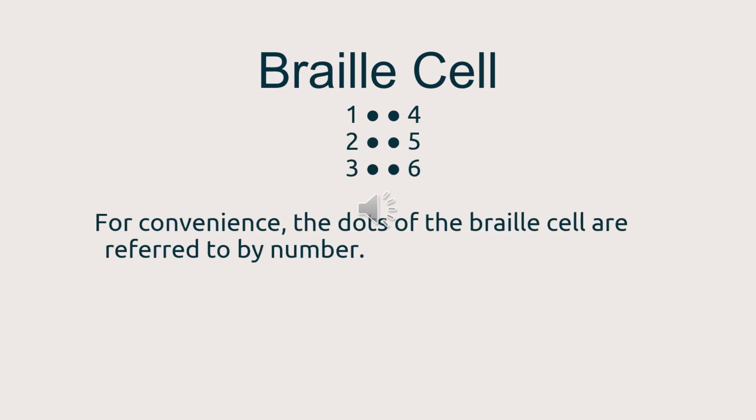What is the Braille cell? The basic Braille symbol, called the Braille cell, consists of 6 dots arranged in the formation of a rectangle, 3 dots high and 2 across. Other symbols consist of only some of these 6 dots. The 6 dots are commonly referred to by number according to their position in the cell.